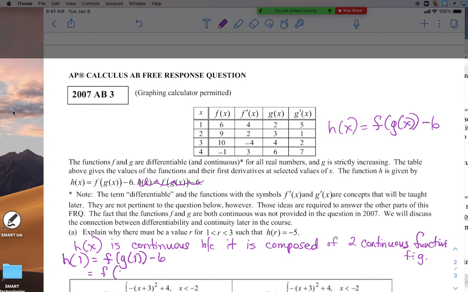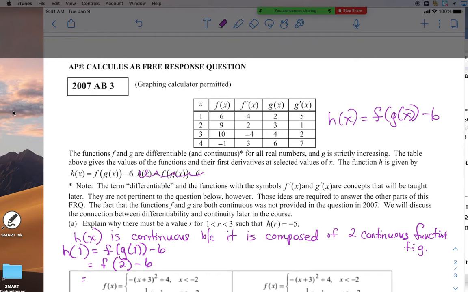So g of 1 is 2. F of 2 is 9. So h of 1 is 3. Did you get that okay? All right, then let's go do h of 3. It's going to be f of g of 3 minus 6. G of 3 is 4. F of 4 is -1.